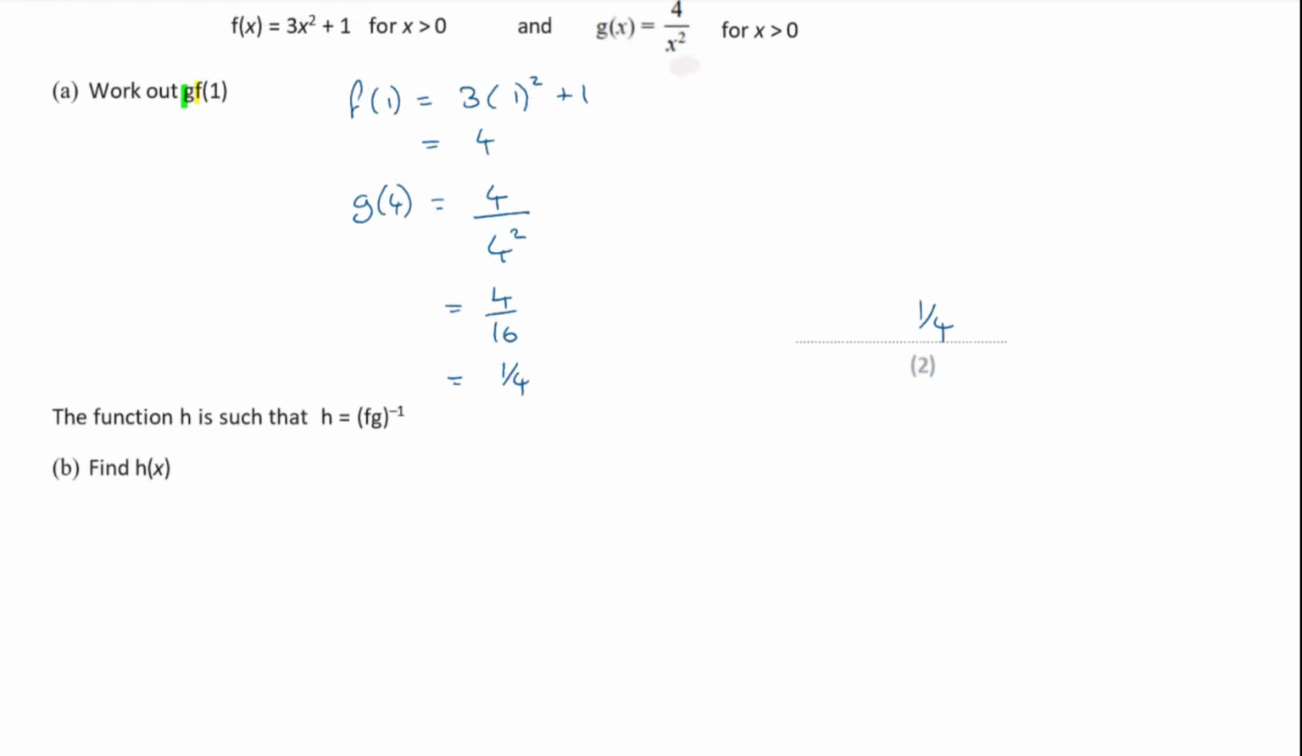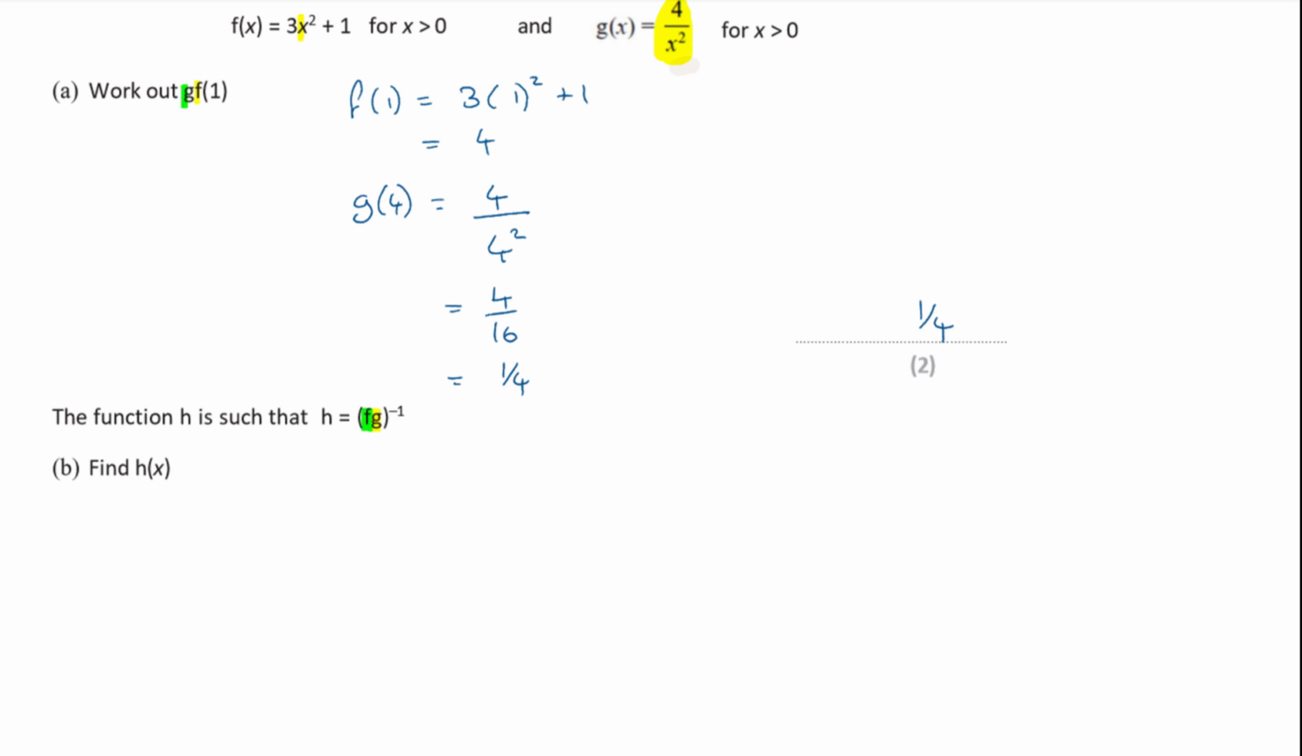Right, for part B, we're told that the function h is such that h equals f of g to the minus 1, and we want to find h of x. Okay, so again, working backwards, this means take the function g and sub it inside of f. So h is going to be this function here, the 4 over x squared, written where the x appears there in f of x.